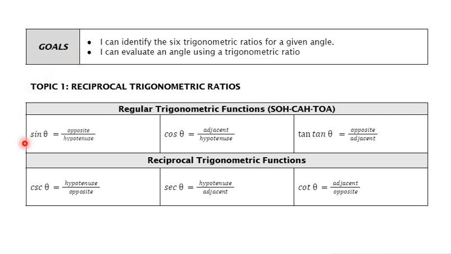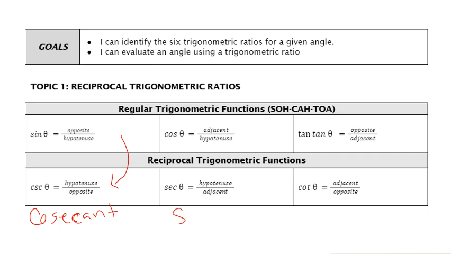So our reciprocal functions are really taking our original 3 functions of sine, cosine, and tangent, and simply taking the reciprocal, or flipping the fraction. So our 3 reciprocal functions are cosecant, which is your hypotenuse over your opposite, so that's going to be the reciprocal of sine.